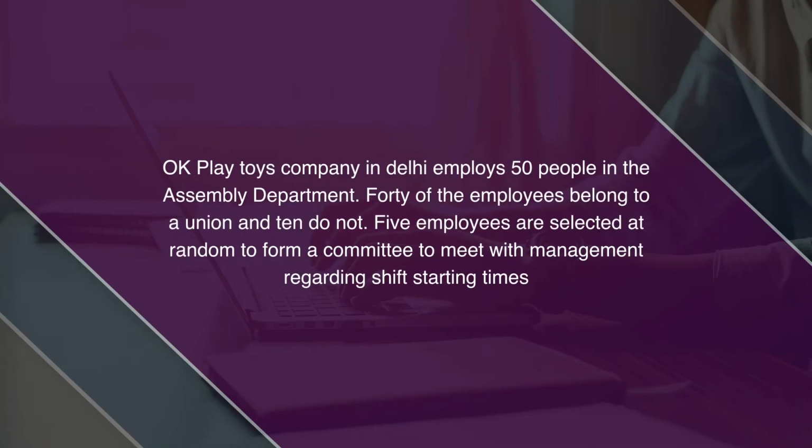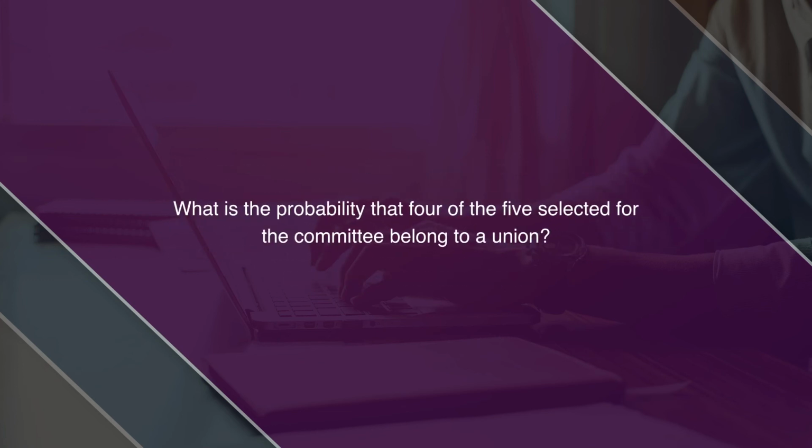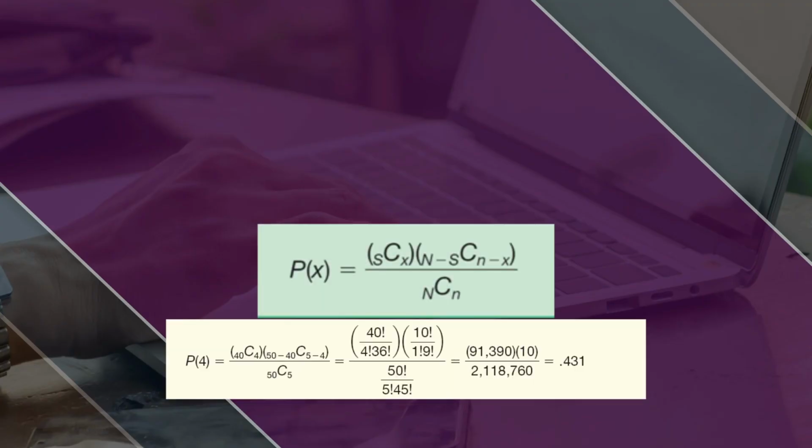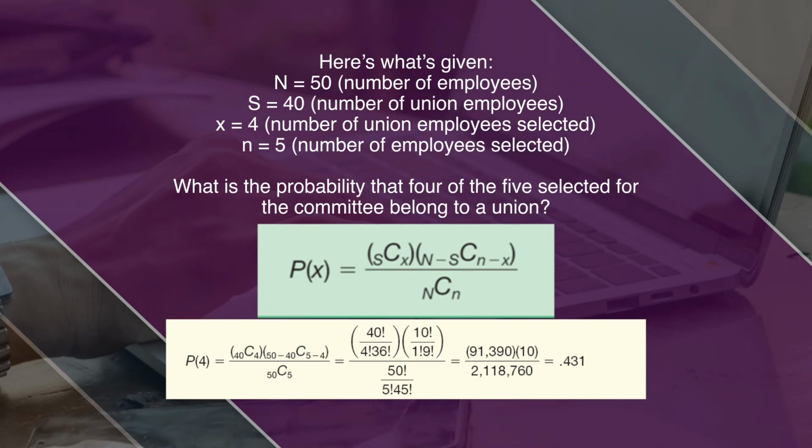Okay, Place Toys company in Delhi employs 50 people in the assembly department. 40 of the employees belong to the union and 10 do not. 5 employees are selected at random to form a committee to meet with management regarding shift starting time. What is the probability that 4 of the 5 selected for the committee belong to a union? If we apply the hypergeometric probability distribution, the solution is this, where capital N is equal to 50, S is equal to 40, x is equal to 4, and small n is equal to 5. Capital N is the number of employees, S is the number of union employees, small x is the number of union employees selected, and small n is the number of employees selected.